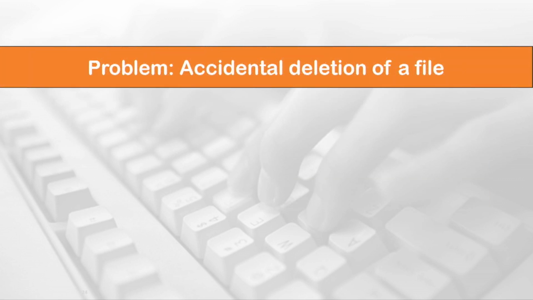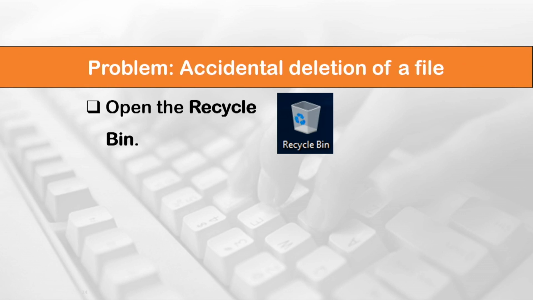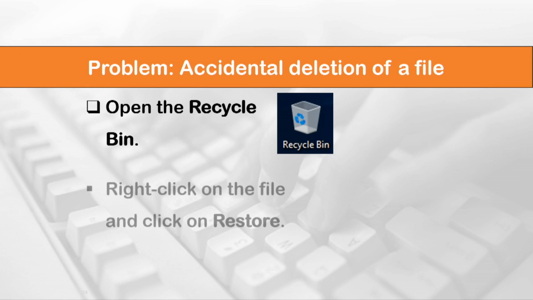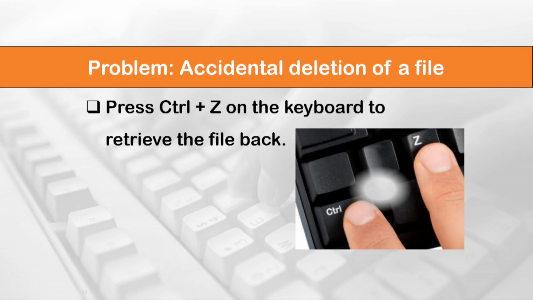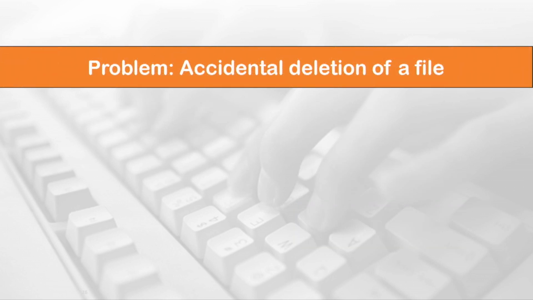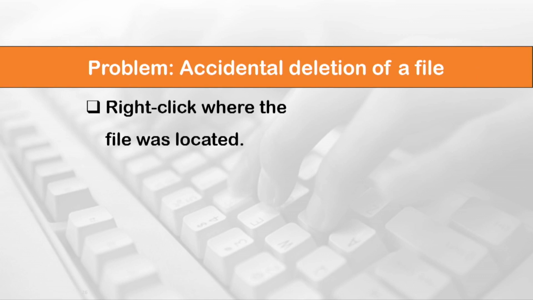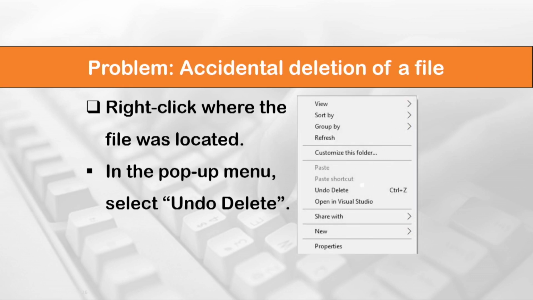What can you do if you delete a file by accident? One way to retrieve a deleted file is to open the recycle bin, right-click on the file and click on Restore. A second way to recover the deleted file is to press Ctrl Z on the keyboard. A third way to recover a deleted file is to right-click where the file was located and in the pop-up menu, select Undo Delete.